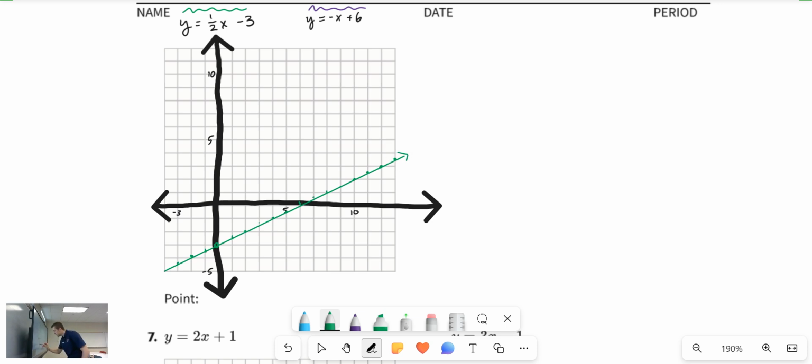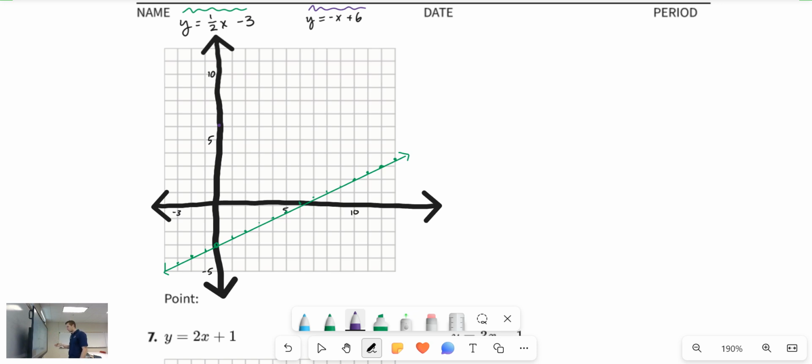That seems pretty good to me. So that is our first equation graphed, and now we're going to do the purple. The purple is -x plus 6. So plus 6 is our y-intercept, so that's going to be right here. And then -x means we go down 1, right?